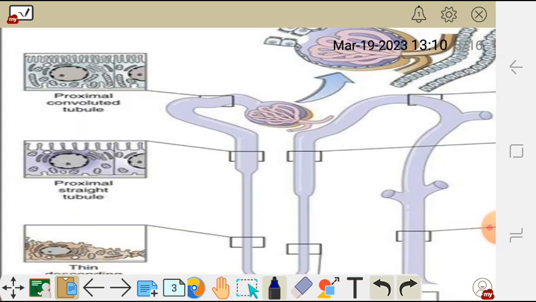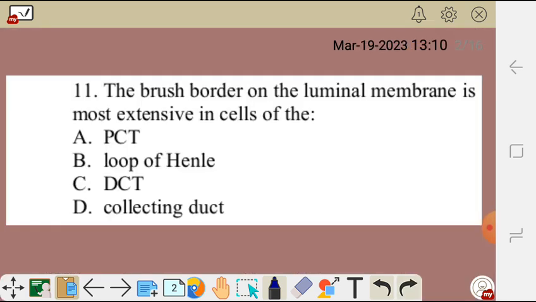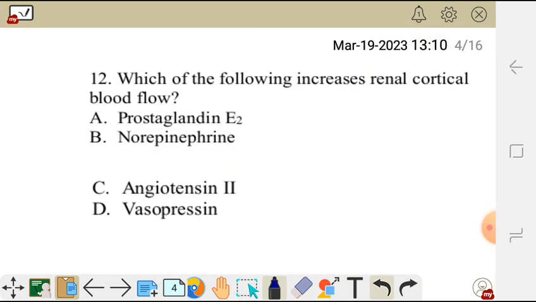And in other tubules like the distal convoluted, the ascending or descending tubules, they do not have extensive brush borders on the surface. So the correct answer for question 11 is PCT, which is A.